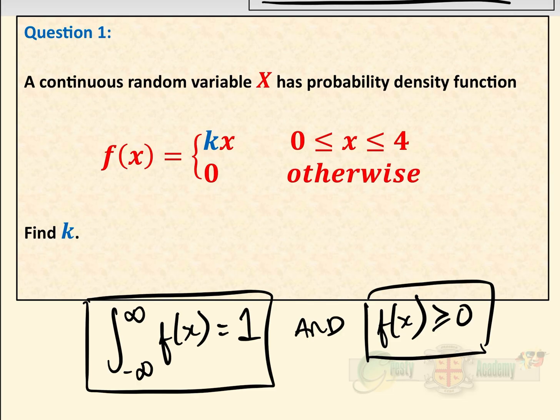So let's have a look at question number 1. The first question we're going to do is a very standard question. The second one actually has a little twist to it. So this first question, let's have a look.